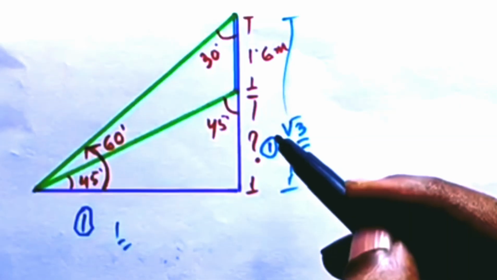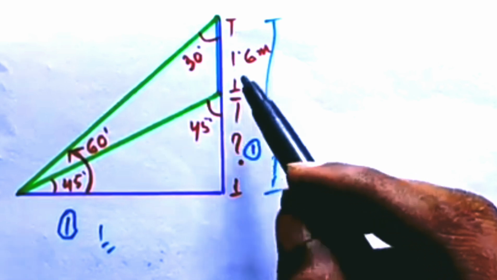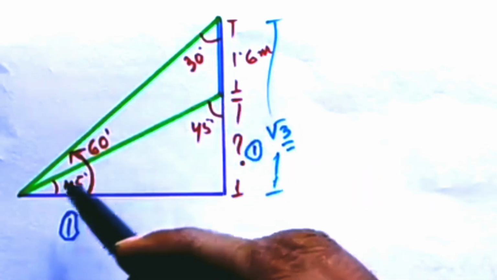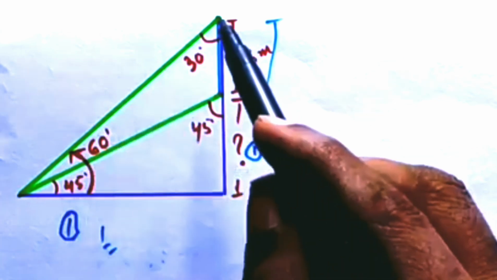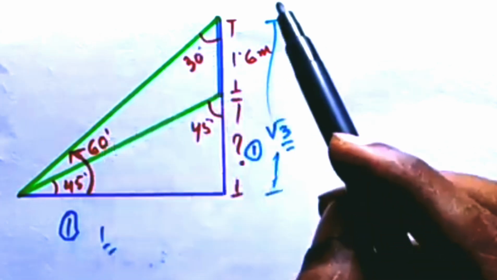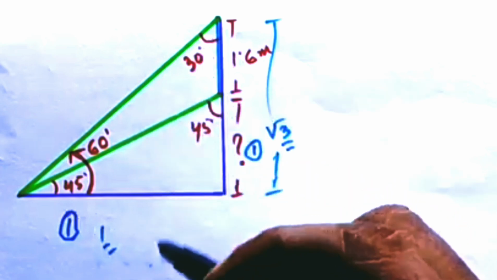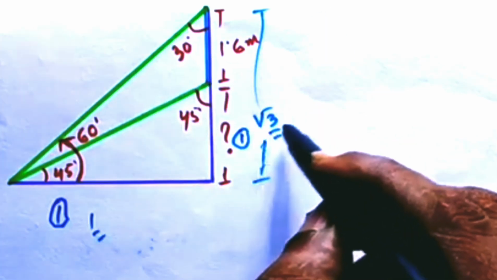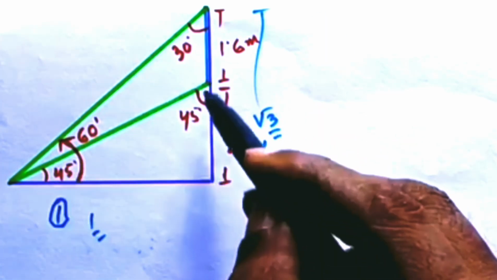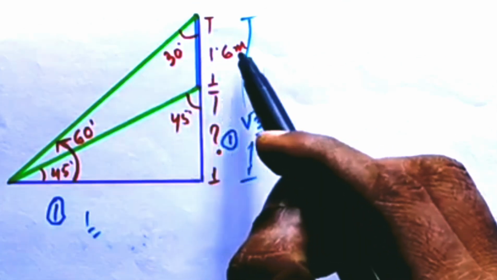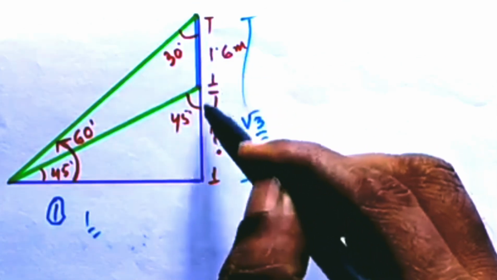This is the pedestal, and this is the statue. The angle of elevation of the top of the pedestal is 45 degree, and the angle of elevation of the top of the statue is 60 degree, and this must be 30 degree. So for this big triangle, the side ratios are 1 and root 3. And for this small triangle, the side ratios are 1 and 1. The height of the statue is 1.6 meter. We have to find out the height of the pedestal.